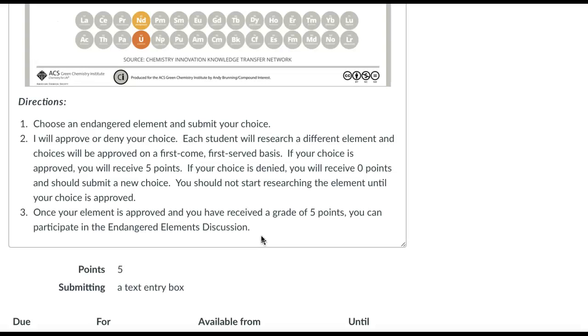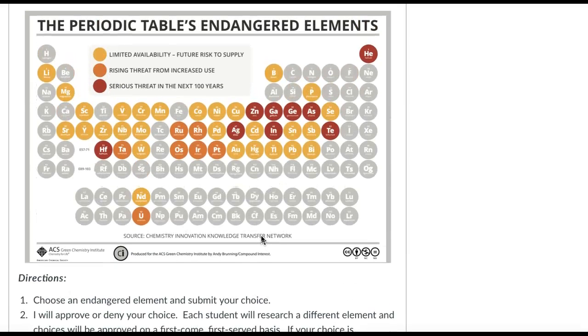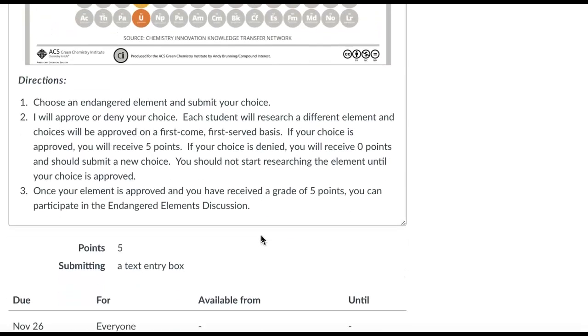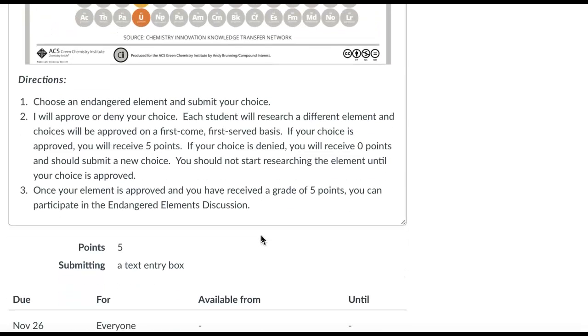Or I'll deny it and they'll have to choose something else. And the reason that I have them do this ahead of time is because I don't want more than one student in a class to be researching the same element. There are plenty of elements that they can choose from, plenty that are in danger of running out. And so each student will choose a different element. And it's first come, first served, so the ones who submit first will get the first choices.